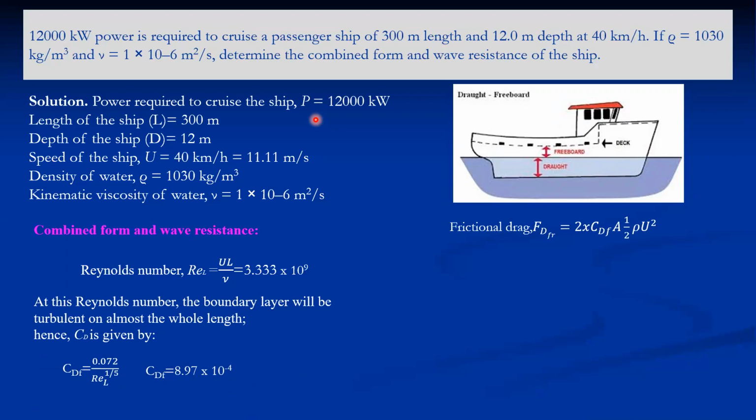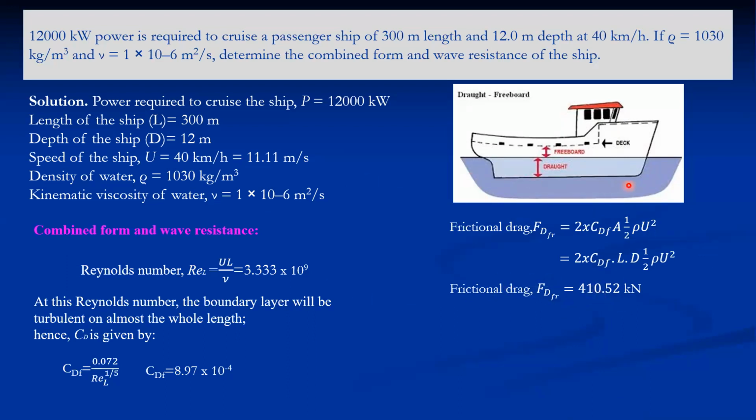Then use the expression of frictional drag on both sides, because it is a passenger ship. So there are two sides, you can say this side and the other side. So 2 multiplied by CDF, A and half rho U square. So putting the values of CD, area 300 into 12, density 1030, and velocity 11.11 meter per second, we can get the frictional drag, which is 410.52 kilonewton.